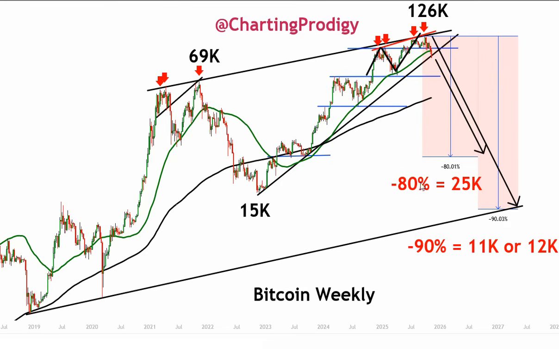We may not make it there. I don't know, but I do think that Bitcoin will drop 80 to 90%, going into 2026, maybe it drags out into 2027.